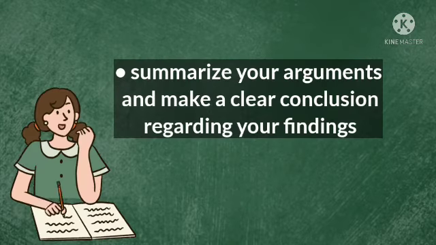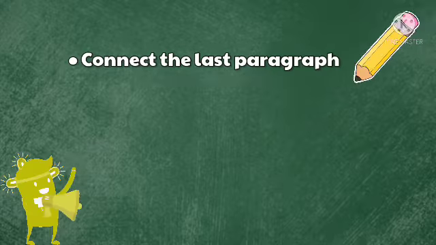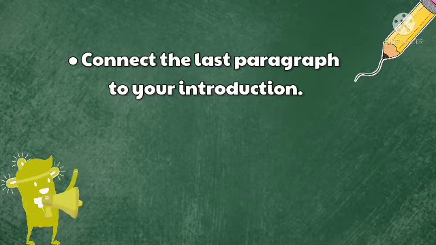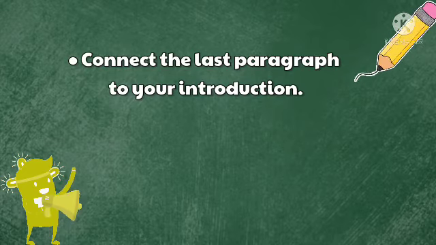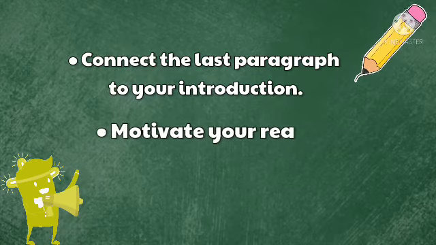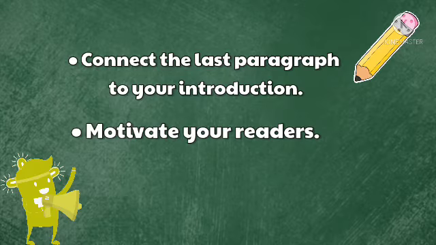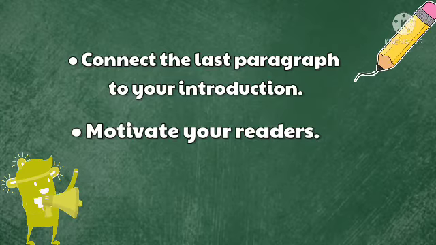The last element of your paper is the summary. In this part, you need to summarize your arguments and make a clear conclusion regarding your findings. See some insightful tips. Connect the last paragraph to your introduction. The summary starts with a well-paraphrased thesis statement. It should highlight all the keywords and the core idea of the paper. Motivate your readers. In your summary, you can also cause your readers to investigate your issue further, suggest new ways of thinking, expand their horizons, and make them interested in your field of study.